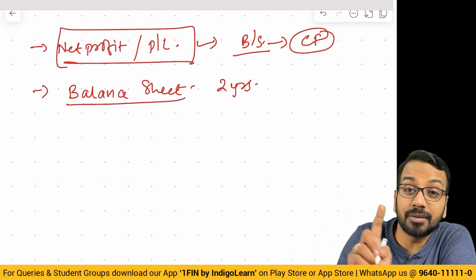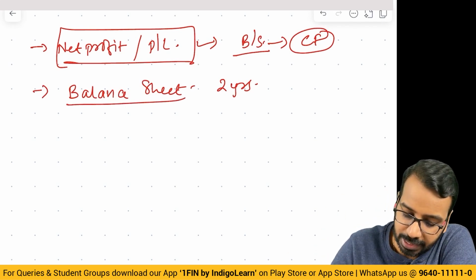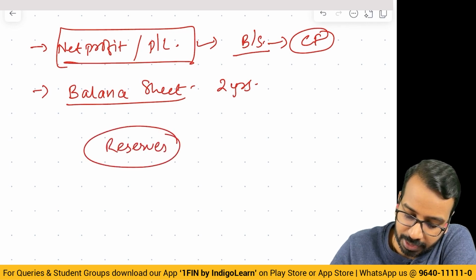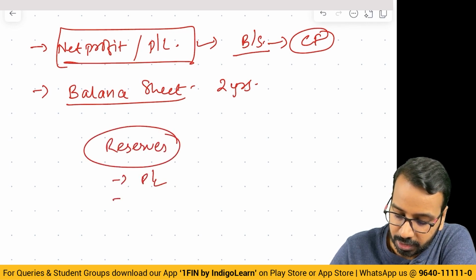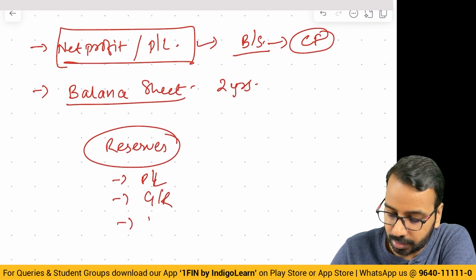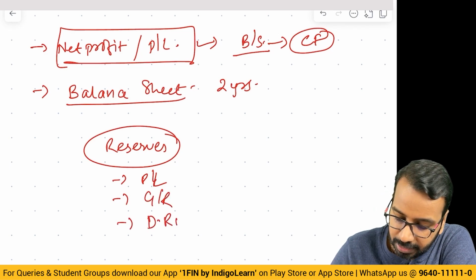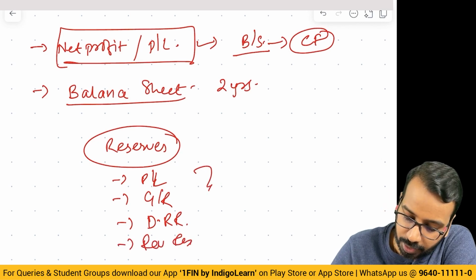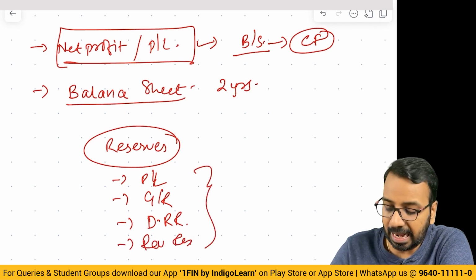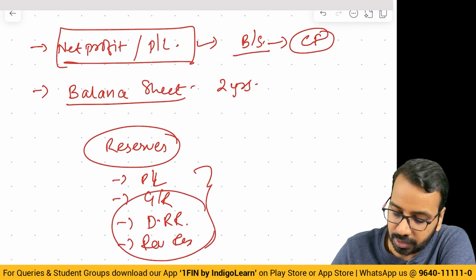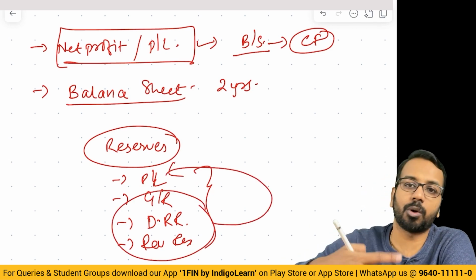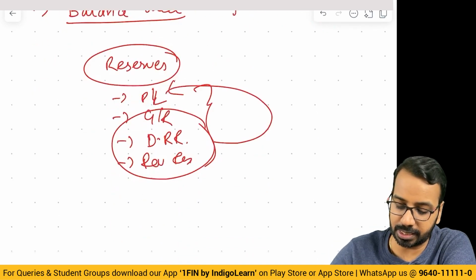Now, when they just give you the balance sheet, you need to look at the reserves section. In reserves, we have the P&L account, the general reserve, we may have, let us say, the debenture redemption reserve, we may have a revaluation reserve. You have to look at all of these reserves, and we need to prepare ledgers of these to arrive at the profit earned during the period. So that is one more category which is generally tested.